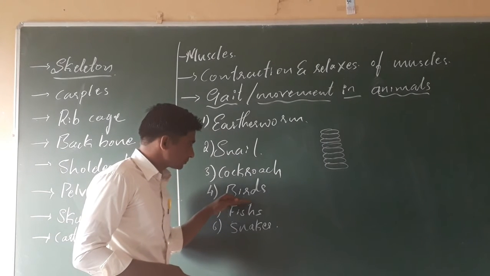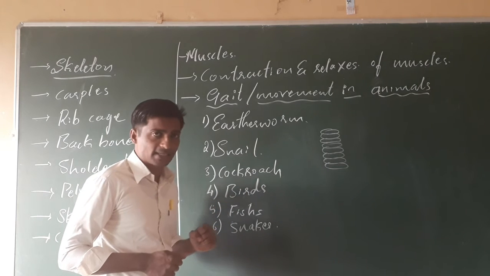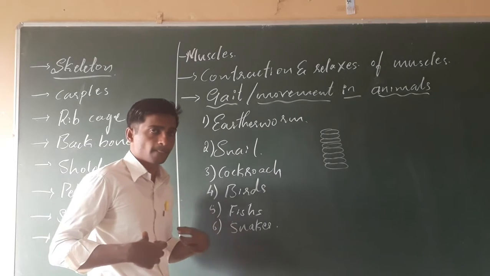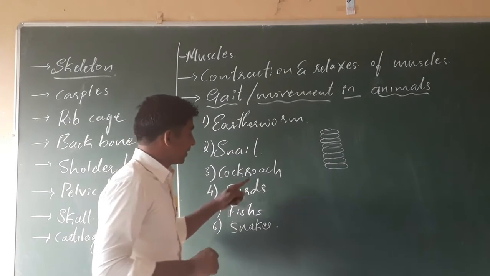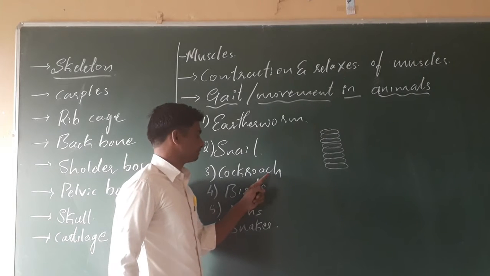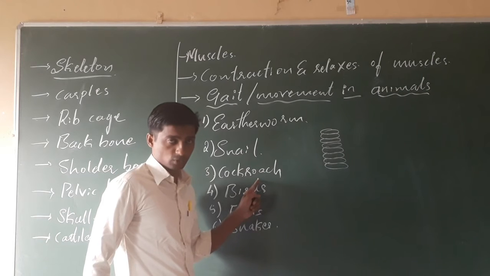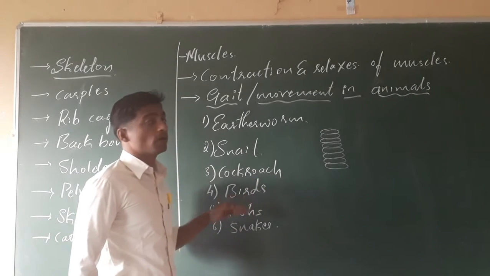The next, in the case of the cockroach, jointed legs are there. 3 pairs of jointed legs are there, having muscles. See next what happens, dear students? And they also fly with wings. 2 pairs of wings are there. They will move. The next, come to the birds.